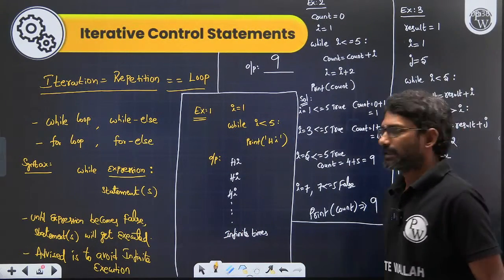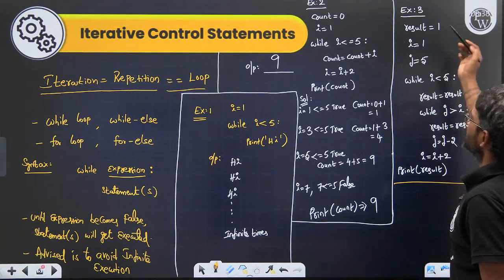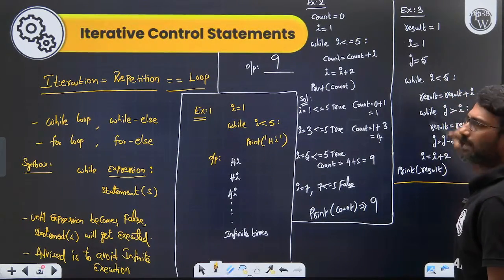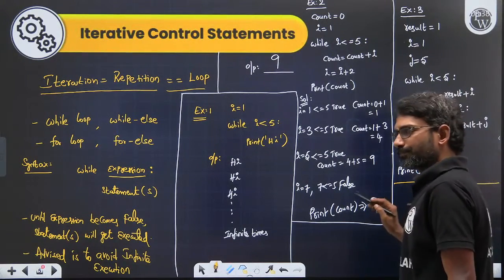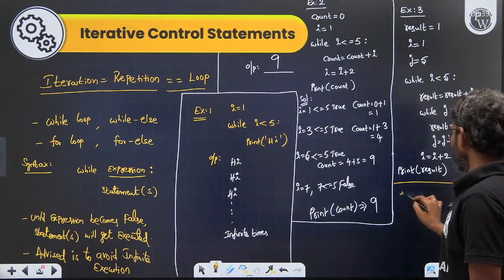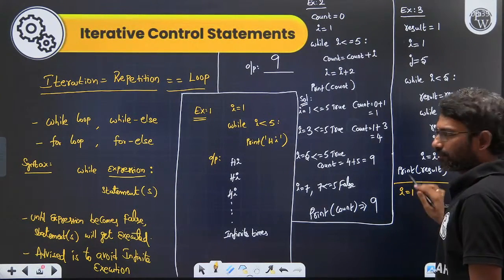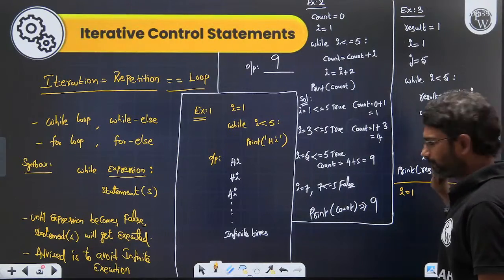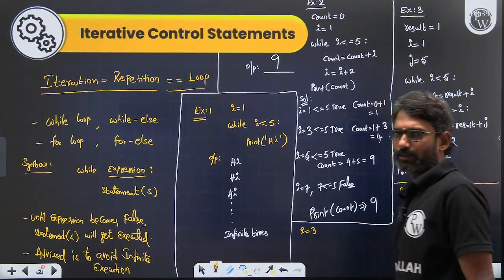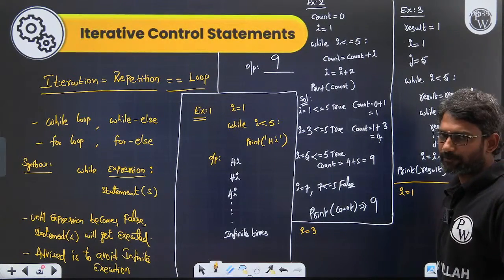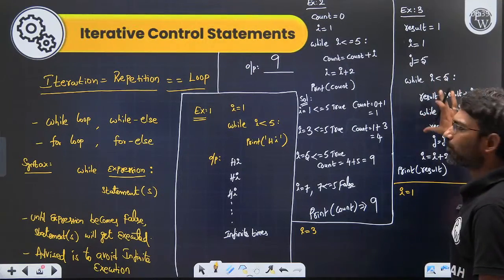Chalo, let us solve it. I is 1, j is 5, result is 1, while I is less than 5 and I is incremented by 2 each time. So when I is 1, 1 less than 5, it gets executed, and when I is 3 it gets executed. Then when I becomes 5, 5 less than 5 will be false. So only 2 times the outer loop runs.